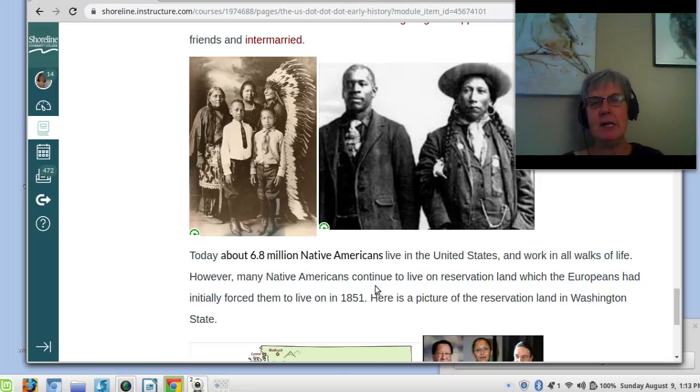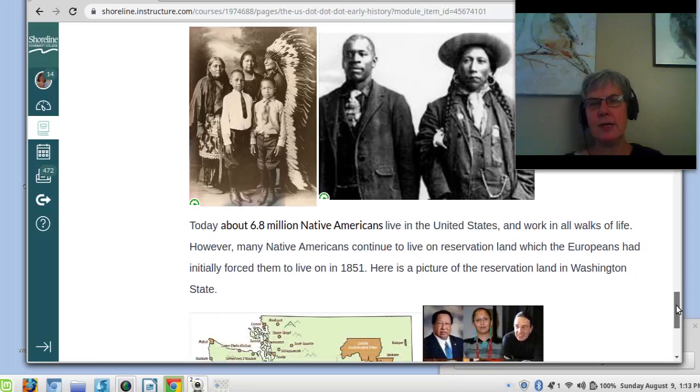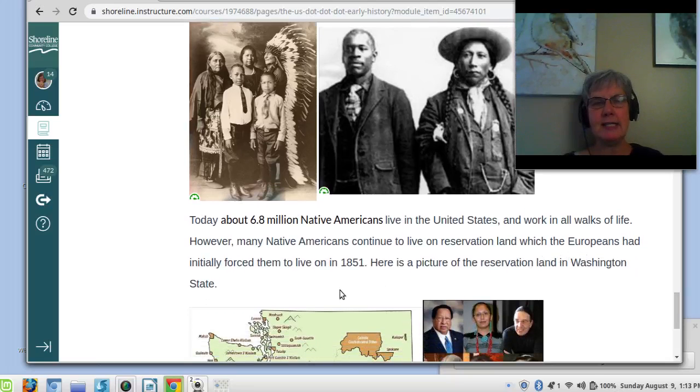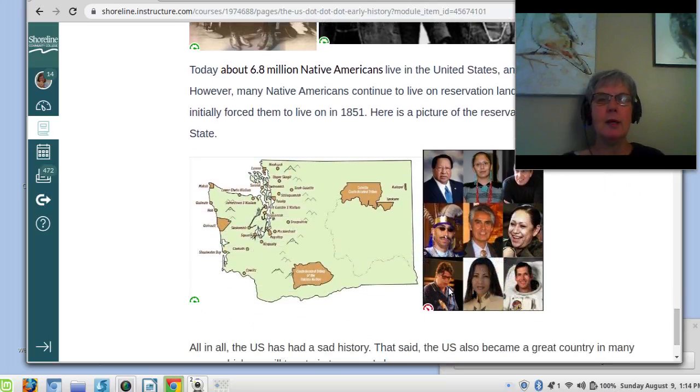However, many Americans continue to live on reservation land which the Europeans had initially forced them to live on in 1851. Here is a picture of the reservation land in Washington State. So you can see where I live up here. I live right by Canada. I am about 5 minutes away from the Lummi tribe and the Nooksack tribe. If you're down in Seattle, well, there's the Snoqualmie tribe. Oh, I can't read what that one says. Muckleshoot, you've heard of that.